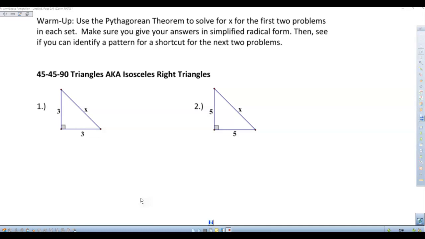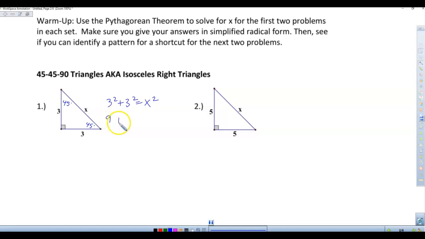So I'm going to go through this with you. Here we go, for the first one we're going to do 3 squared plus 3 squared is equal to x squared. You'll notice that this is an isosceles right triangle, which by the triangle sum theorem would make both of these angles 45 degrees. So this is called a 45, 45, 90 right triangle.